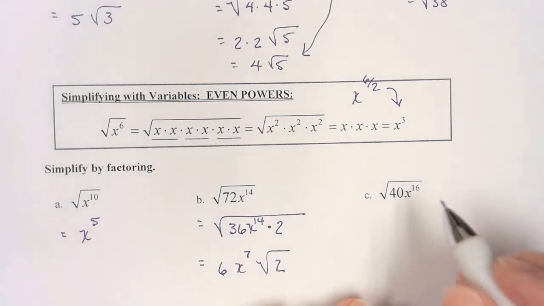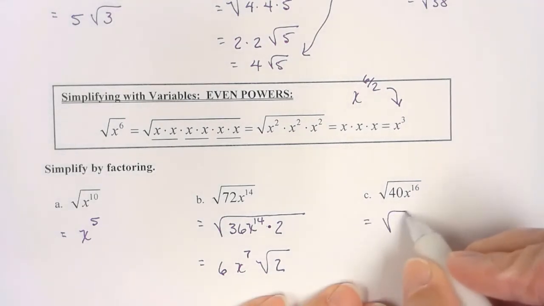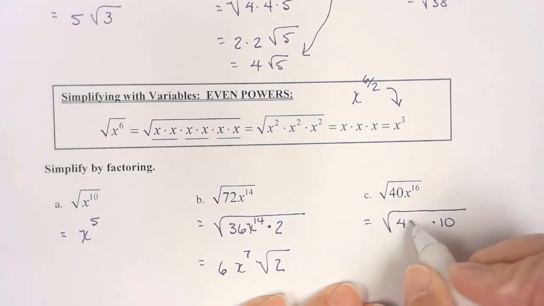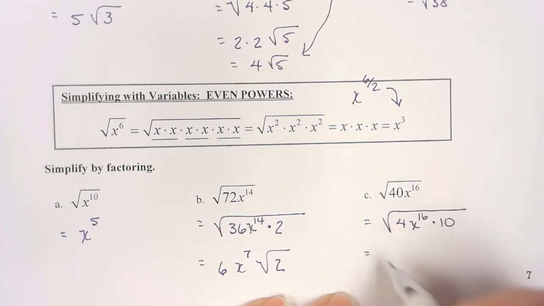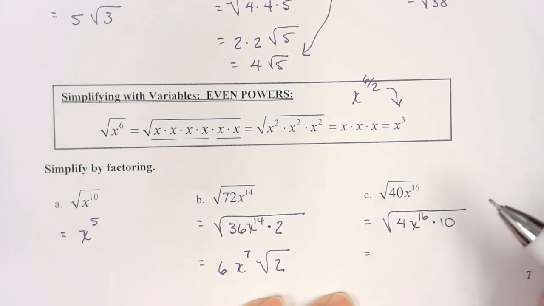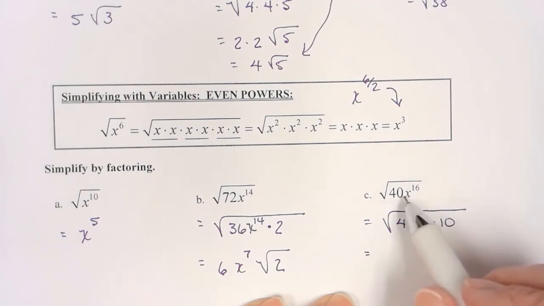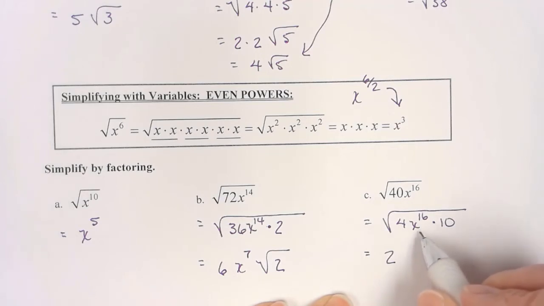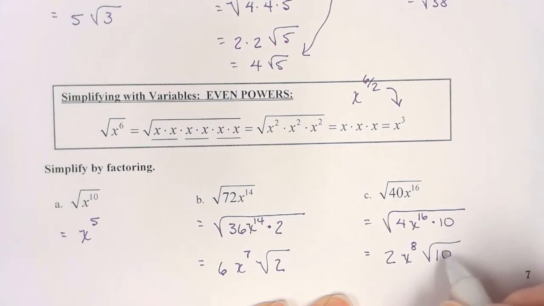Pause me and you try to do this one. So 2 wouldn't help me because it's 2 times 20. So try another perfect square. 4. 4 into 40 will go 10. Now the 10 is going to be back here, but the 4 is a perfect square. The square root of 4 is 2. The square root of x to the 16th is x to the 8th. And that would be my final answer. So practice these.